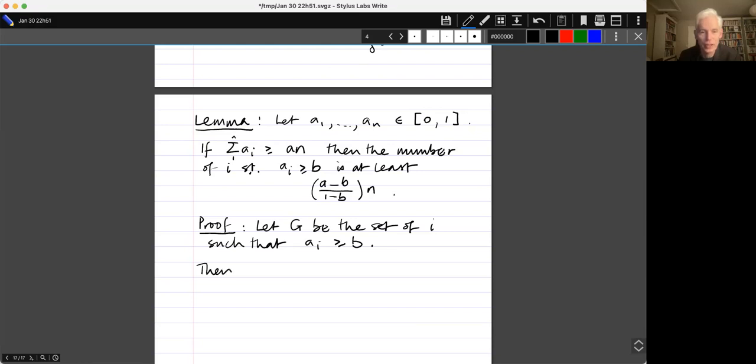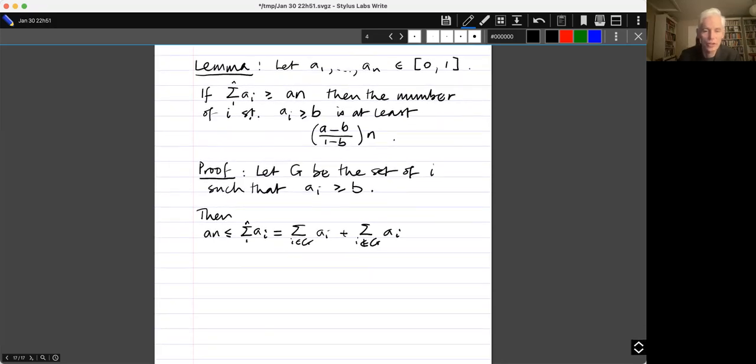Then we get that A_N is less than or equal to, by hypothesis, the sum of the A_i, which equals the sum over all i in G of A_i plus the sum over all i not in G. It's a very common step to do, by the way. You've got a sum and you just split it up into the terms that satisfy some bound and the ones that do not satisfy some bound. Now let's bound those two.